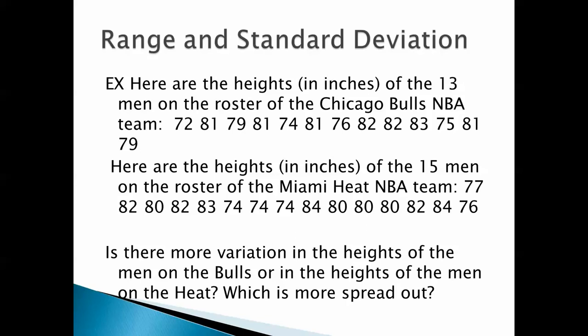Here are the heights in inches of the 13 men on the roster of the Chicago Bulls NBA team. 72, 81, 79, 81, 74, 81, 76, 82, 82, 83, 75, 81, 79 inches. Here are the heights in inches of the 15 men on the roster of the Miami Heat NBA team. 77, 82, 80, 82, 83, 74, 74, 74, 84, 80, 80, 80, 82, 84, 76. Is there more variation in the heights of the men on the Bulls or in the heights of the men on the Heat? Which is more spread out?